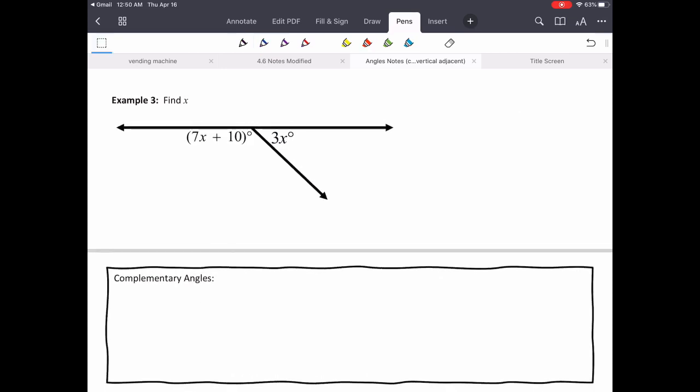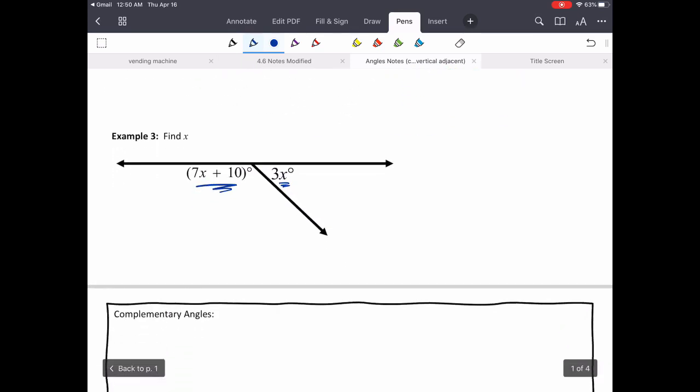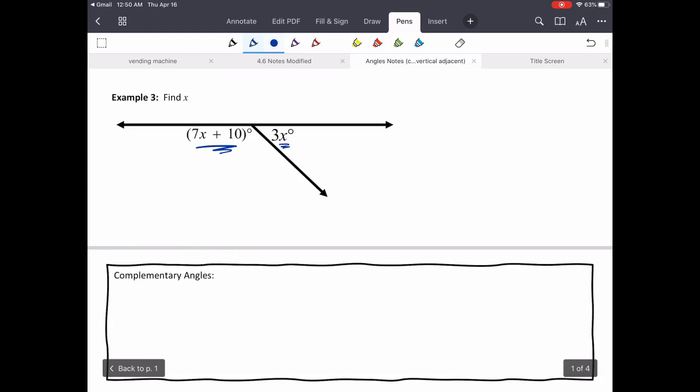Okay, moving on to number 3. This one involves a little bit of algebra, but again, we can fall back on the definition of supplementary. Supplementary states that there are two angles that have a sum, meaning they add. That means they add up to 180 degrees. So my first angle is 7x plus 10, and our second angle is 3x. It's a sum, right? So that means we're going to add, and we're going to make it equal to 180 degrees.